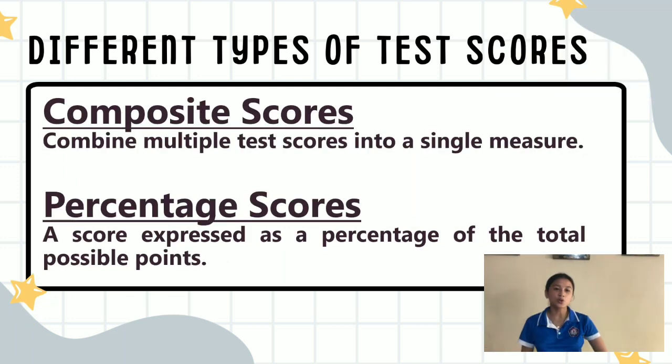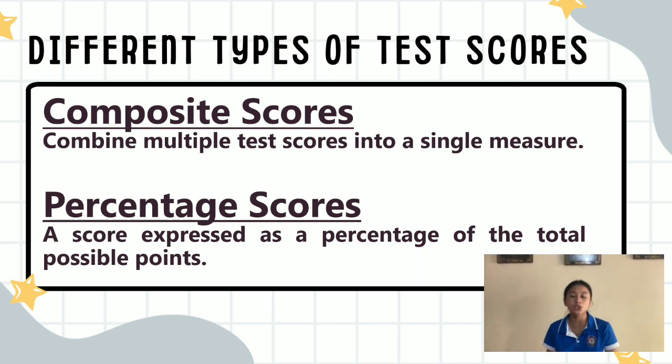So, composite score, combine multiple test scores into a single measure. So, kani siya is himuon og generalize ang score sa tanan as a whole. So, example, pila ang average sa 50 student scores. So, the next is percentage score. A score expressed as a percentage of the total possible points. So, kani siya is himuon ang score in forms of percentage. So, example, iyang grado is 98%.